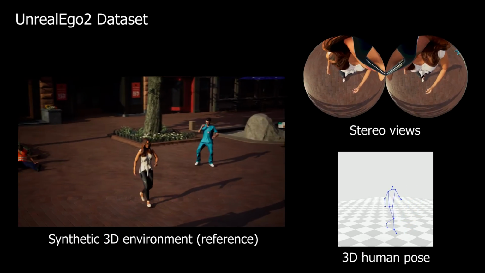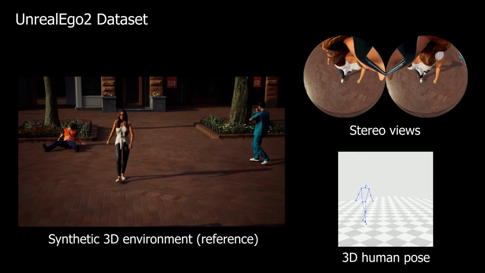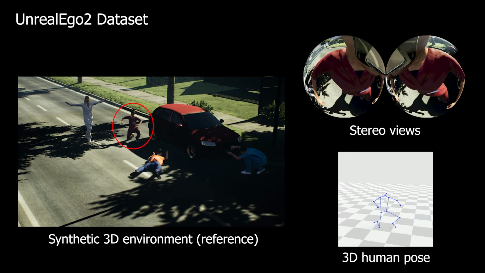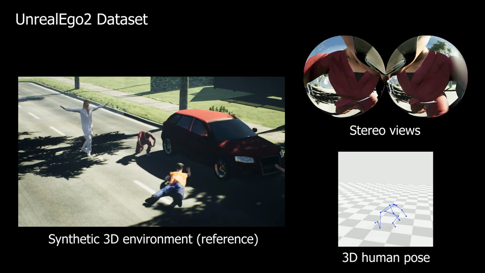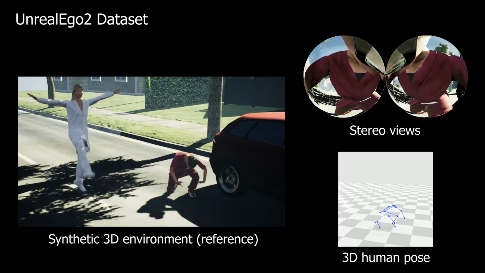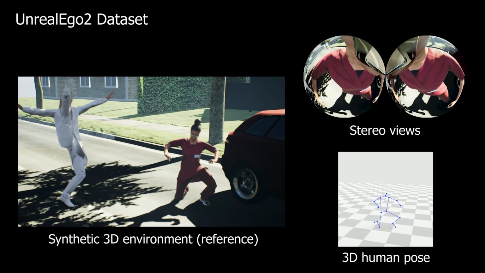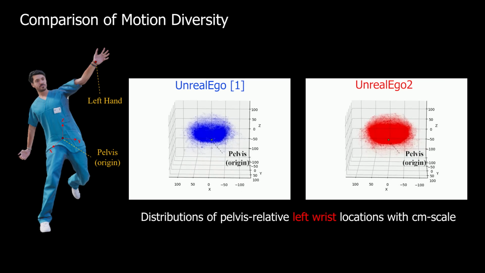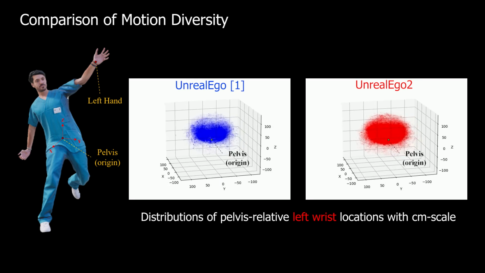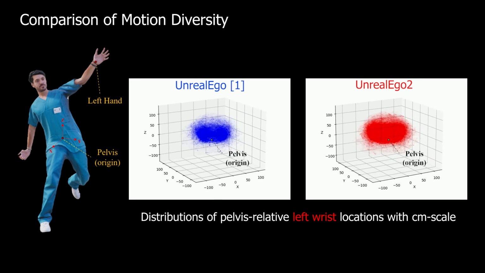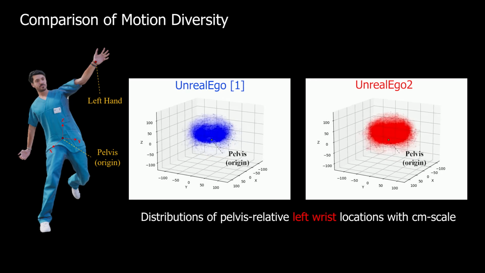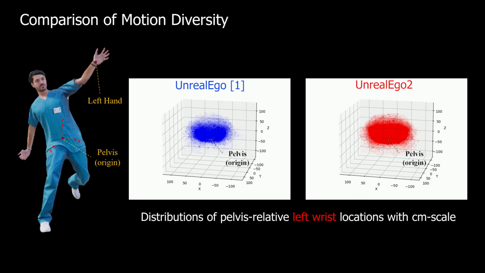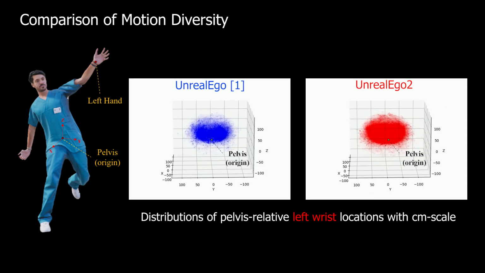Note that UnrealEgo2 can be considered as an extended version of the existing UnrealEgo dataset. However, it is 2.8 times larger and offers an increased variety of human motions compared to its predecessor UnrealEgo. Moreover, UnrealEgo2 and UnrealEgo do not share the same motions. Motion diversity is a key characteristic of modern motion capture datasets. Here, we visualize the distributions of left wrist locations in UnrealEgo and UnrealEgo2 in the pelvis relative 3D coordinate system. Compared to UnrealEgo, the distribution of poses in UnrealEgo2 is more widespread and denser.